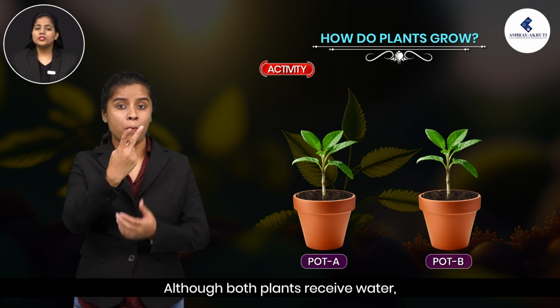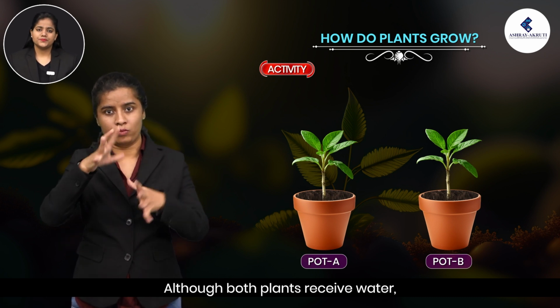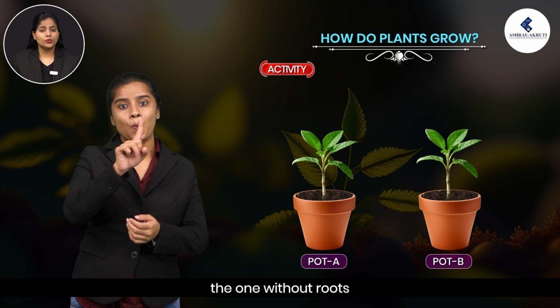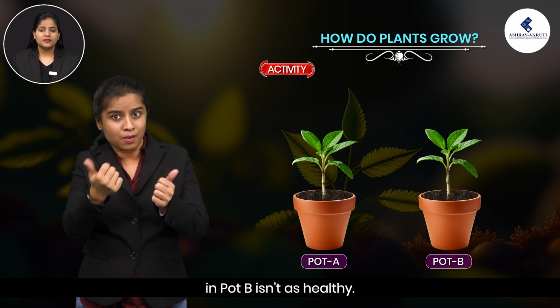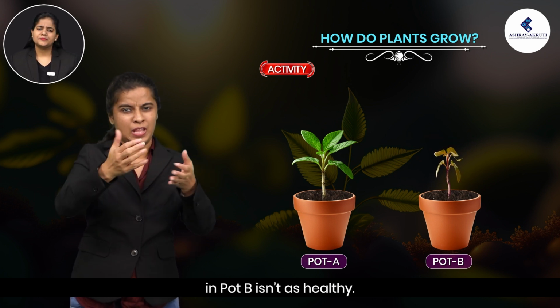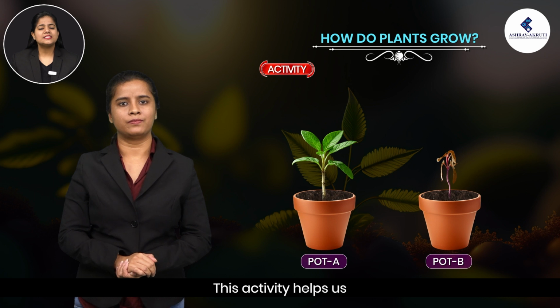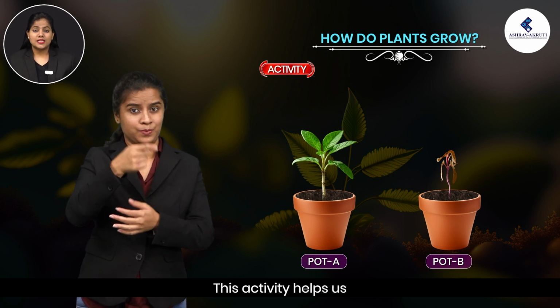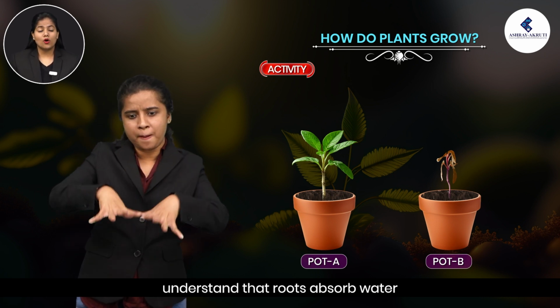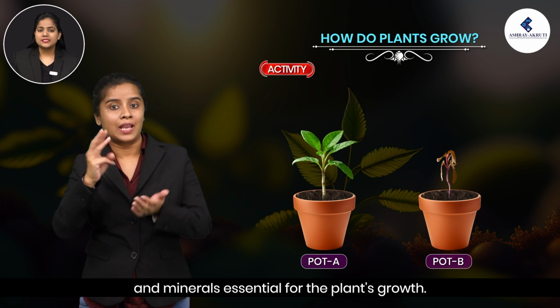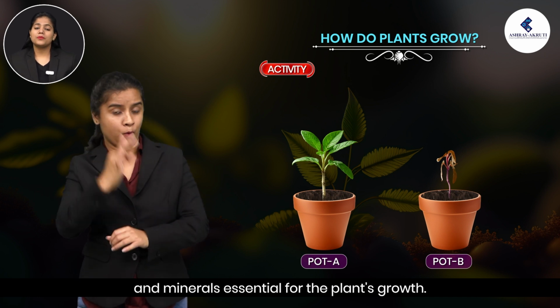Although both plants receive water, the one without roots in pot B is not as healthy. This activity helps us understand that roots absorb water and minerals essential for the plant's growth.